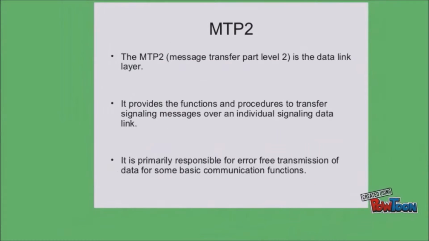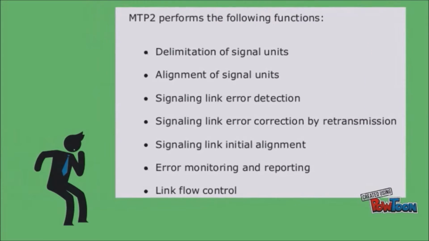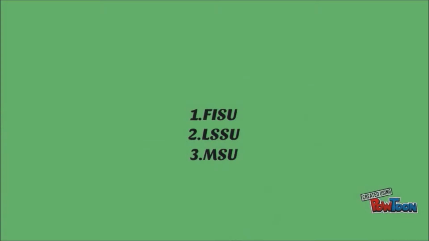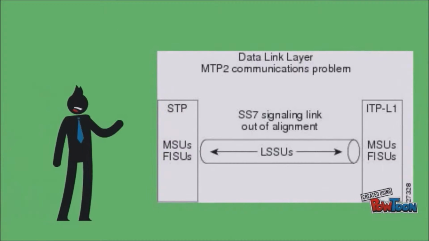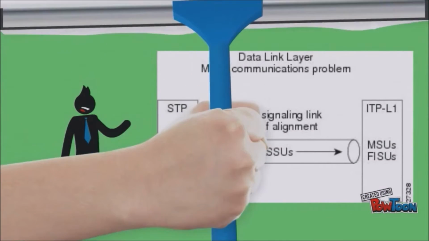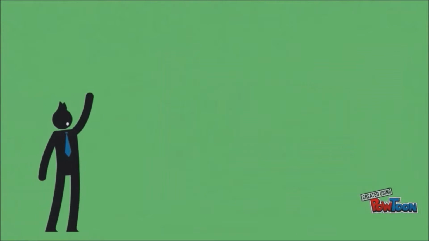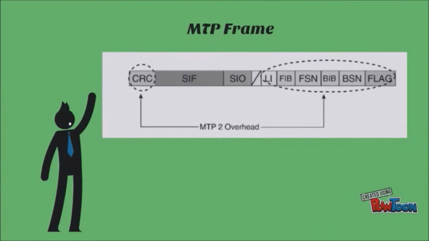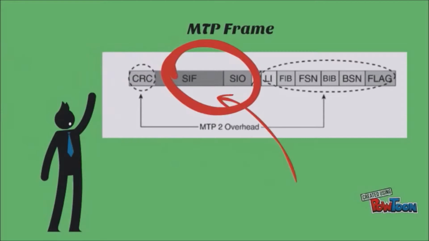MTP2 performs the data link layer function: link error detection and correction by retransmission, error monitoring and reporting, etc. It uses 3 types of signaling units: LSSU, MSU, and FISU. FISU and LSSU are used only for MTP2 functions. MSUs also contain the same MTP2 fields, but they have 2 additional fields filled with information from MTP3 and level 4 users that contain the real signaling content in the form of SIF and SIO.